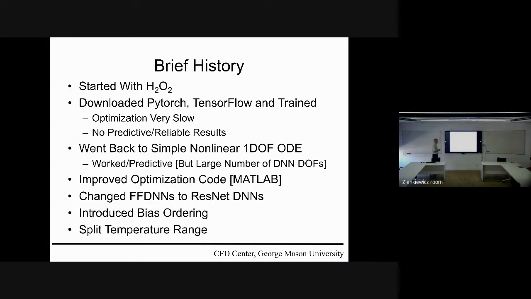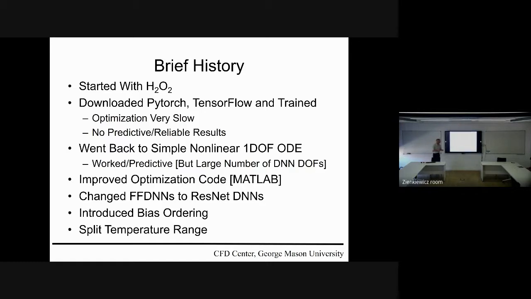Okay, so that didn't go anywhere. The optimization was extremely slow, and there were no predictive or reliable results for this. So then we went back to a simple nonlinear 1D ODE, and we trained the neural net, and that worked. We noticed, though, that you need a large number of degrees of freedom for a neural net for this to work. So that was a first warning.